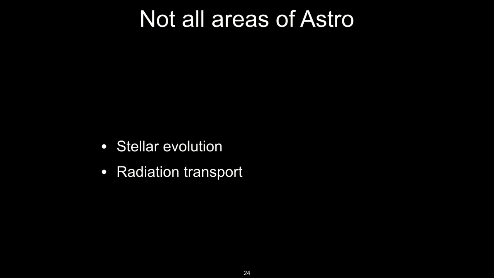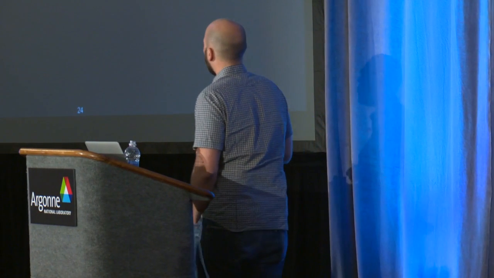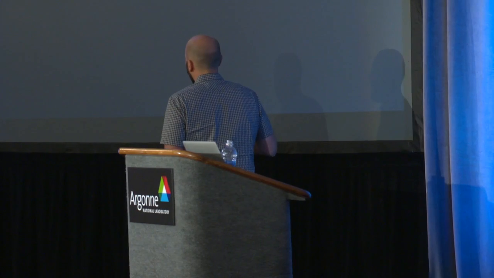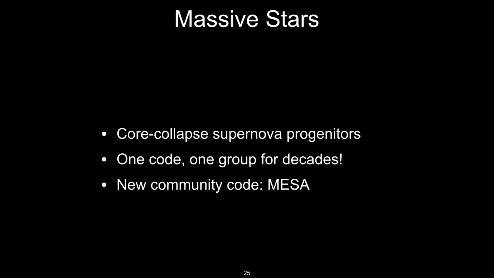Okay, but not all areas of astrophysics have traditionally had open source methodologies and community coding approaches. And I think two areas that I'll call out in particular are stellar evolution and radiation transport, broadly defined. There's many examples of codes in these two areas, but they tend to be closed source codes. And that can lead to problems. And one thing in particular that is close to my heart is massive stellar evolution.